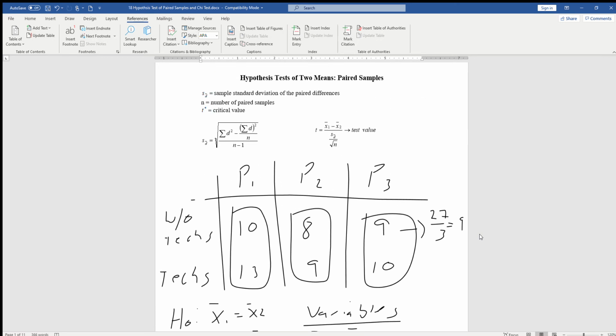We're going to have two things that we need to compute to be able to get the test value. To get the test value, first we're going to find this thing called SD bar. That actually stands for the standard deviation of the differences. All right, and when we say d, it is equal to a difference.